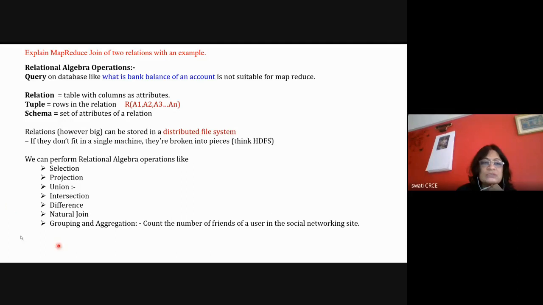And what are the operations we can perform in relational algebra? That select query, or projection of your table in a particular format, or joining of two tables, or intersection of two tables, or difference, or natural join, or grouping and aggregation. And in the exam, they are frequently asking about union and intersection. So by referring to the textbook and the papers, we are going to learn about union and intersection today.